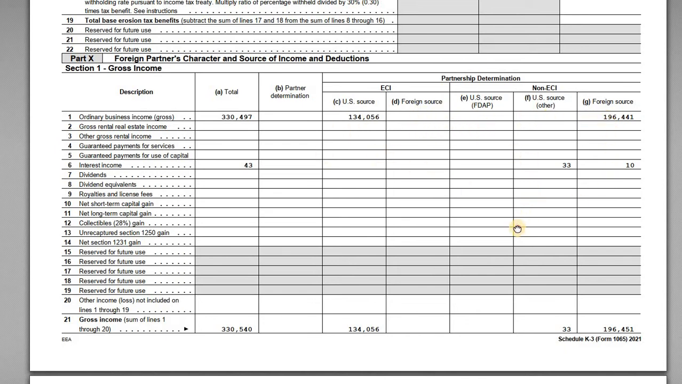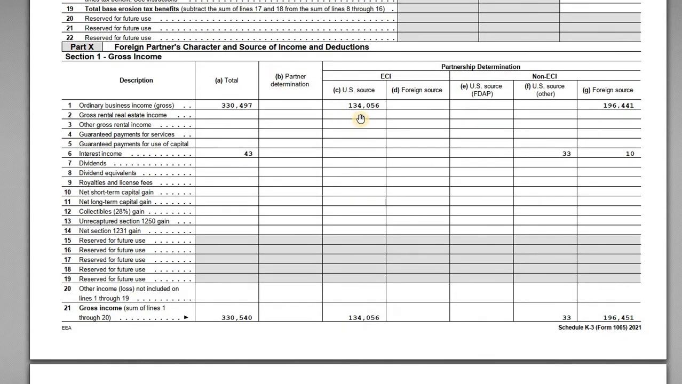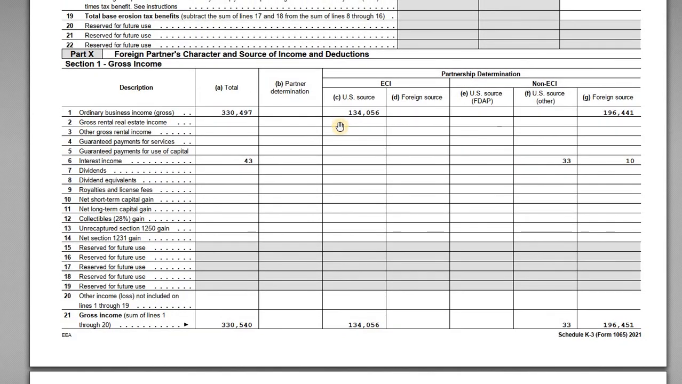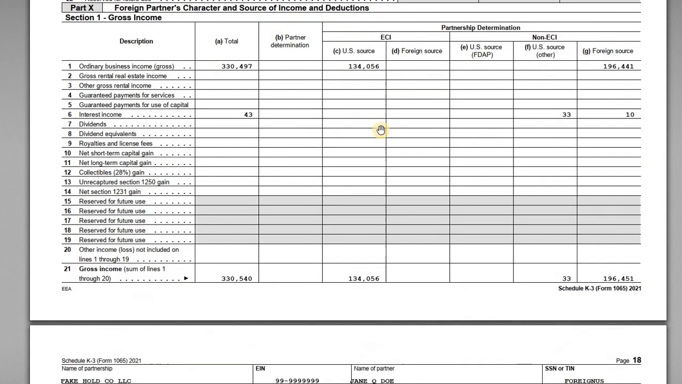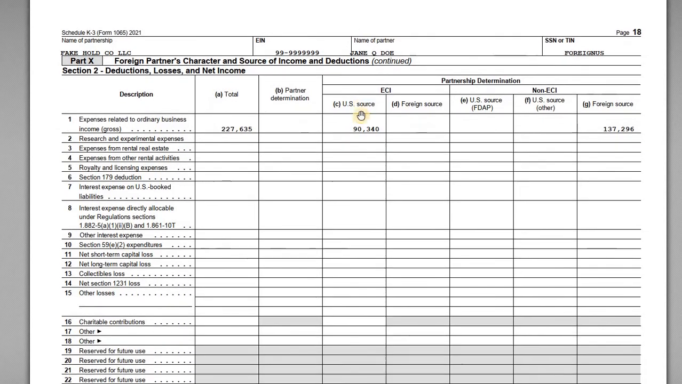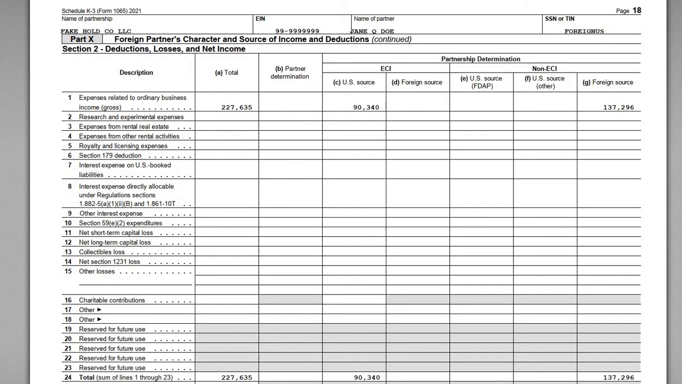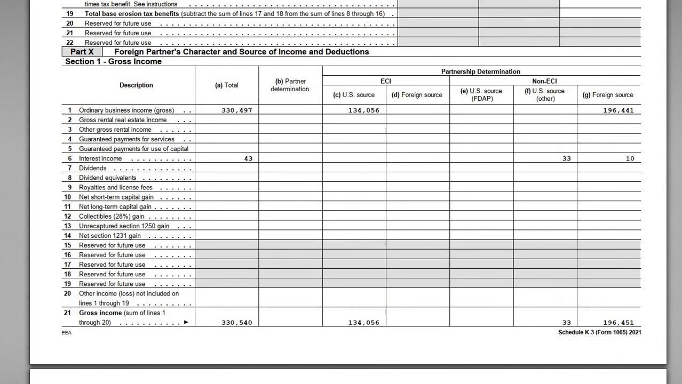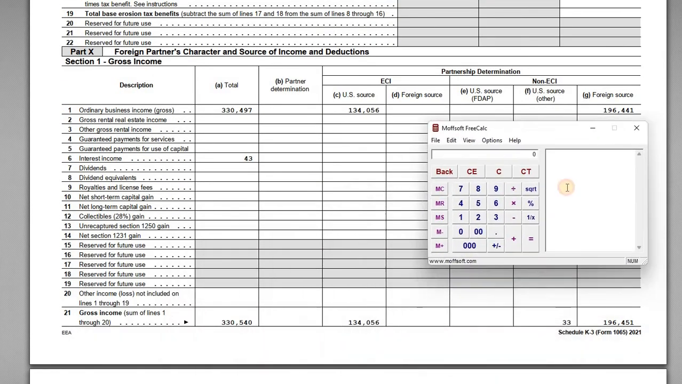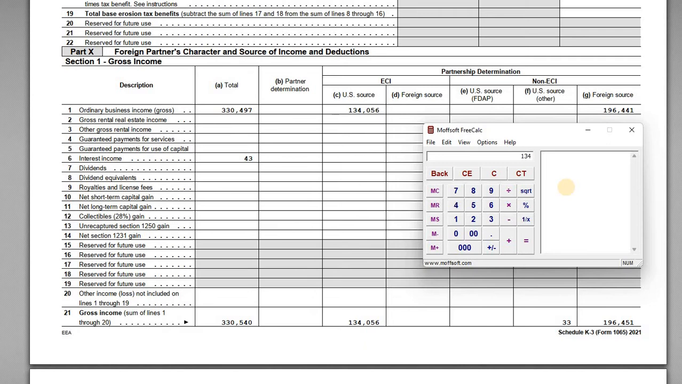So if we focus on the U.S. source ECI, notice that number 134,056, that is the gross amount of effectively connected income allocated to her. But she's only subject to withholding on the net amount. So if we look at the 135,056 and we subtract out the 9,340, right? So those are the amount of expenses allocated to her. So let me pull up my calculator here so we can see this math in real time.